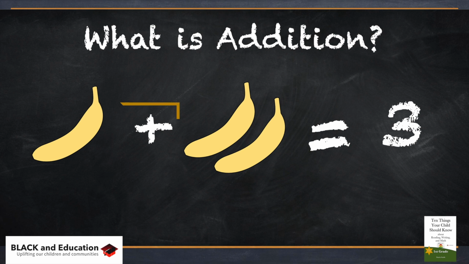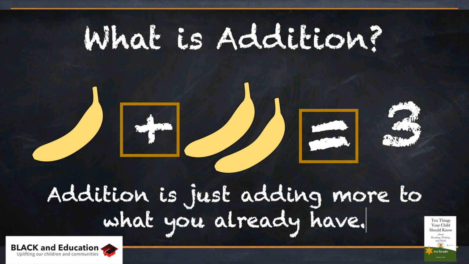That plus sign that you see right there, that's just telling us that we're going to add. That's addition. And that little equal sign, those 2 lines, that's telling us what our total is. So essentially what addition is, is just taking something you already had and adding onto it. Addition is really just adding on something to what you already have. That's what addition really is, putting on more on what you already have.